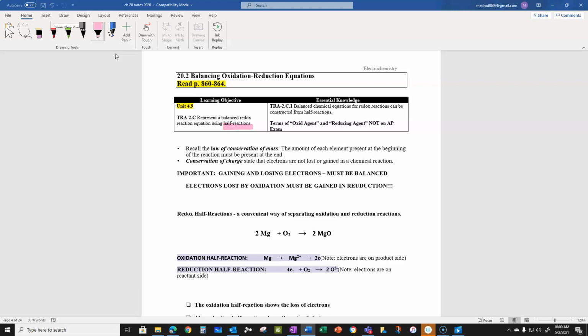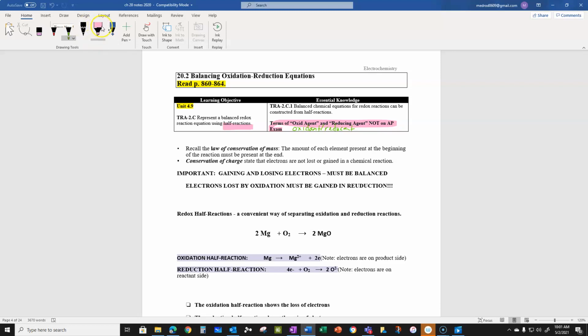So balancing a chemical equation for redox in these half reactions, and as I said right there, the terms oxidation, oxidizing agent, reducing agent, not on the AP test. Just like the word oxidant, A-N-T at the end, reductant, not on the AP test. You do have to know just oxidized, reduced, okay?